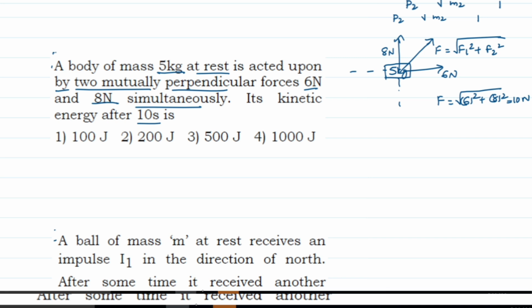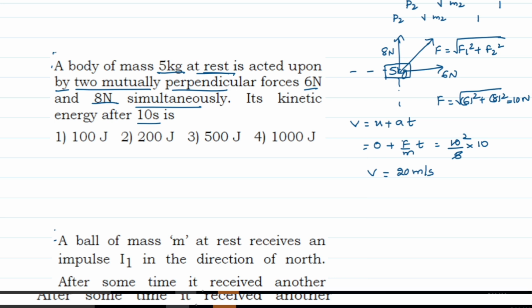Now let us calculate the kinetic energy first. Before calculating the kinetic energy, you just calculate the velocity after the given time. V equals u plus at, the velocity at the end of the time. Initially the body is at rest, so you have to substitute. A is nothing but F by m into t. The force value you have already calculated is 10, and the mass is given as 5 kg. At the end of 10 seconds they are asking, so 10 by 5 times 10, the velocity at the end of 10 seconds will be 20 meters per second.